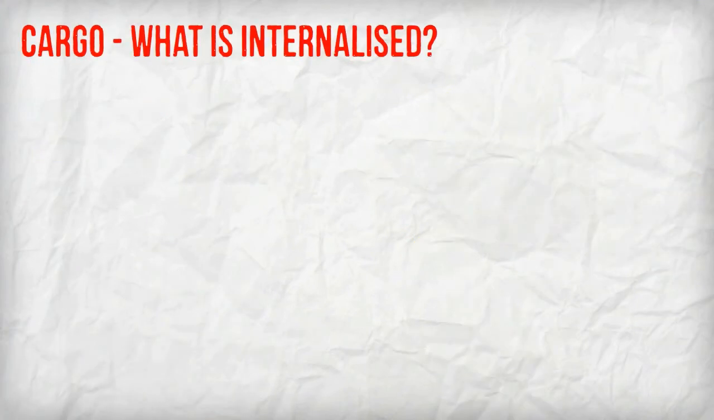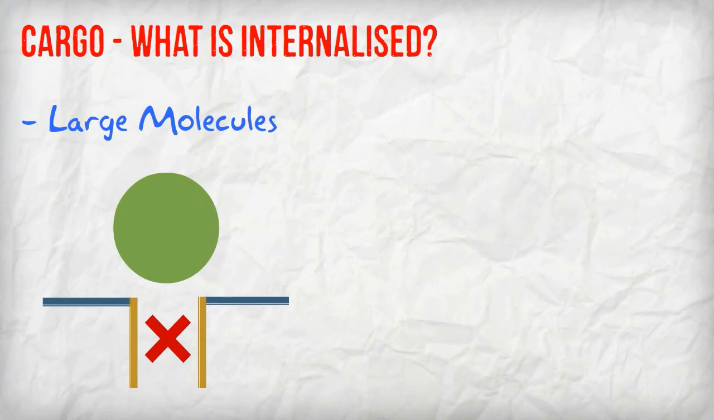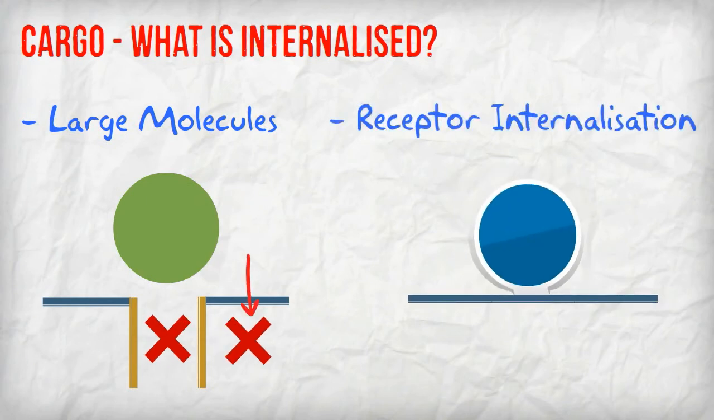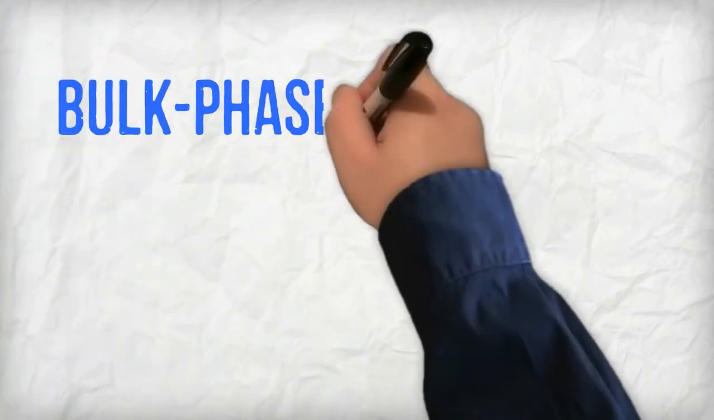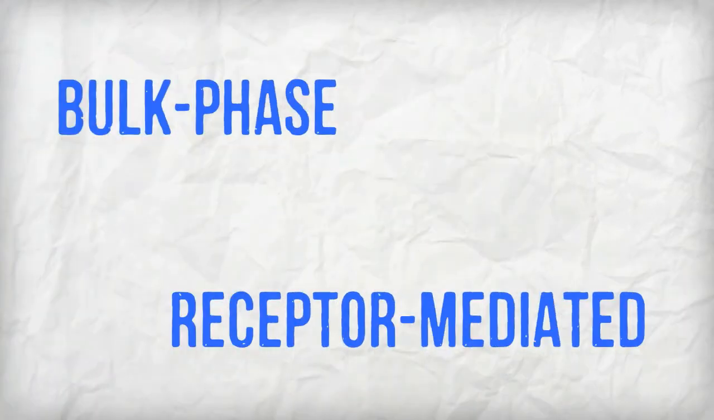This process is used to internalise not only molecules that are too large for channels and simple diffusion, but also for receptor internalisation. There are two broad types of endocytosis, each with two subtypes in each.